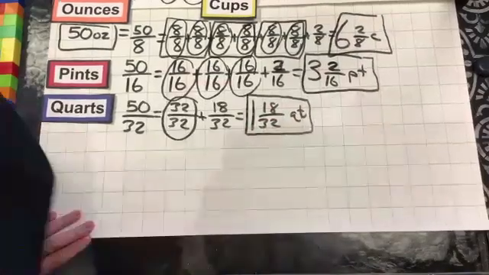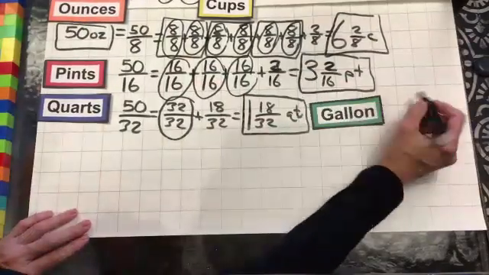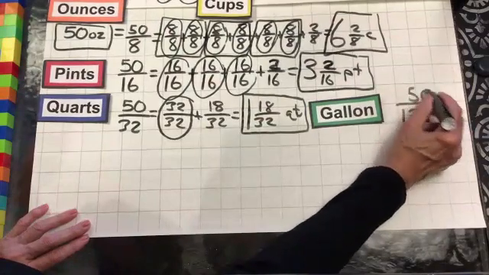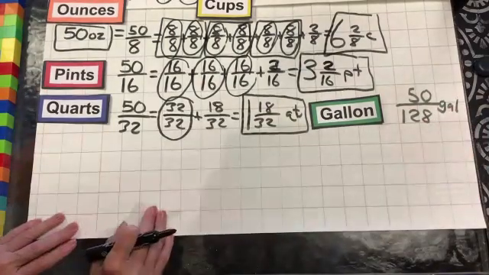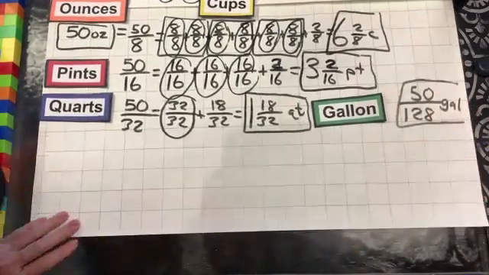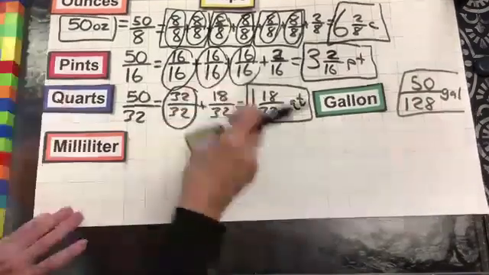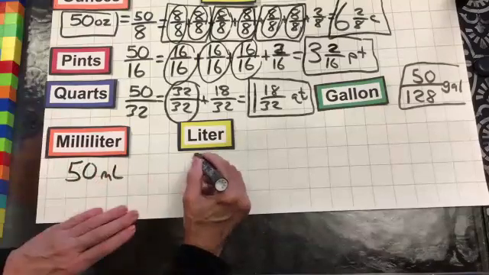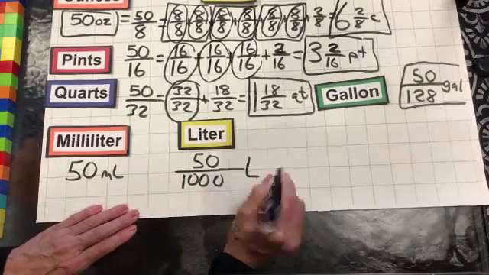And let's go over here with gallons. And we know gallons, it takes 128 ounces to make a gallon. We only have 50. So we have 50/128ths of a gallon. All right, we're going on to metric system, milliliters and liters. So if I have 50 milliliters, that means I have 50 out of 1,000 or 50 thousandths of a liter.